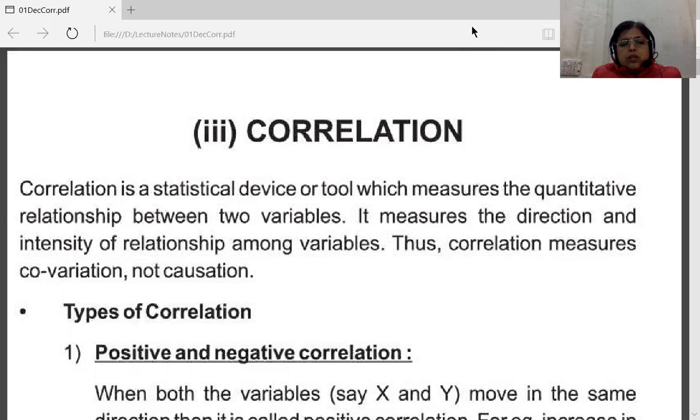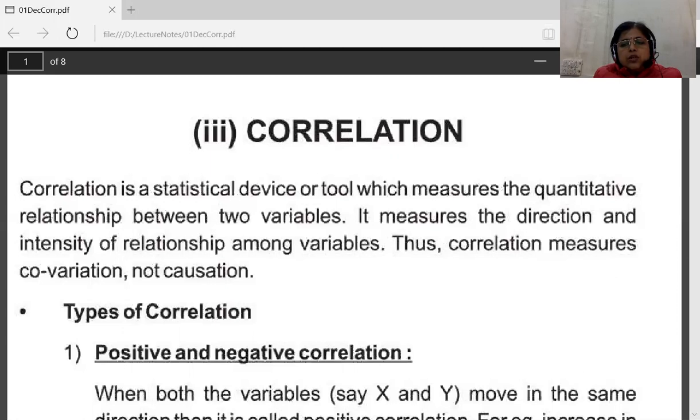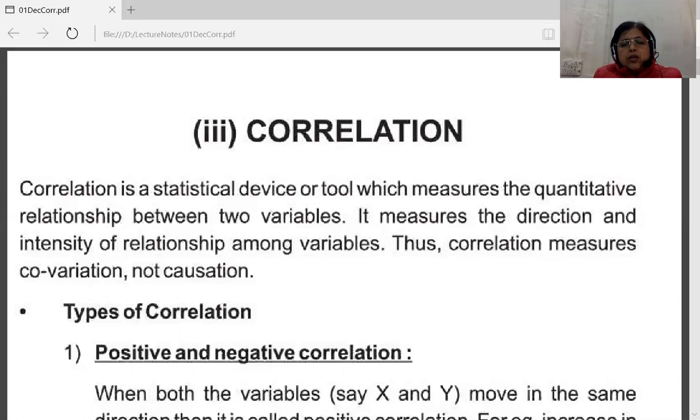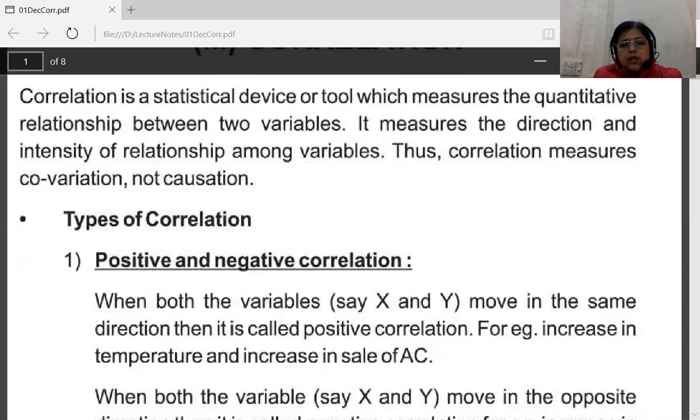Okay, so now we are coming to the topic of types of correlation. It can be positive, it can be negative. When both variables move in the same direction, the correlation is said to be positive. The sign of the correlation coefficient is positive in this case. And if both variables move in the opposite direction, we call it negative correlation. We are increasing one and the other is decreasing. So in that case, the sign of the correlation coefficient is negative, and we call it a negative correlation.